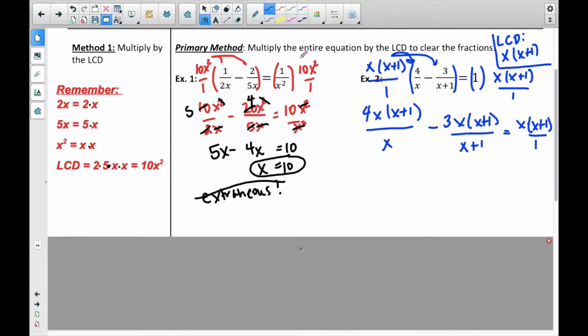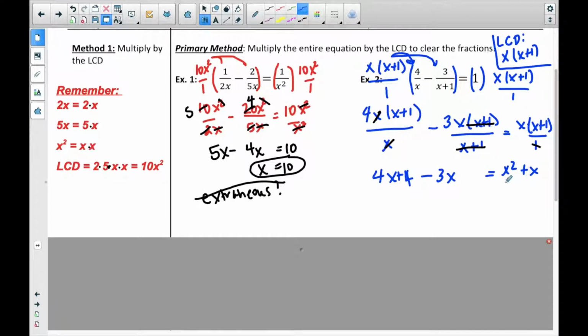Okay, now that I've done my distribution and multiplied all of them, I'm going to cancel anything I can cancel. So for instance, this x and this x can cancel. This x plus 1 cancels with this x plus 1, and that's just a 1, so we don't really need that because we're getting rid of the fractions. That's what we wanted to do, is get rid of those fractions. So now I have 4 times x plus 1. I need to distribute that, and that is 4x plus 4. Minus, everything canceled out, all I have left over is a 3x. And then I have my equal sign, and I have x squared plus x because I need to distribute that.